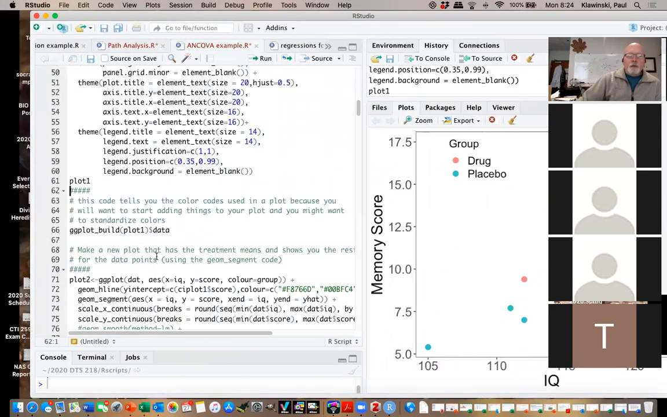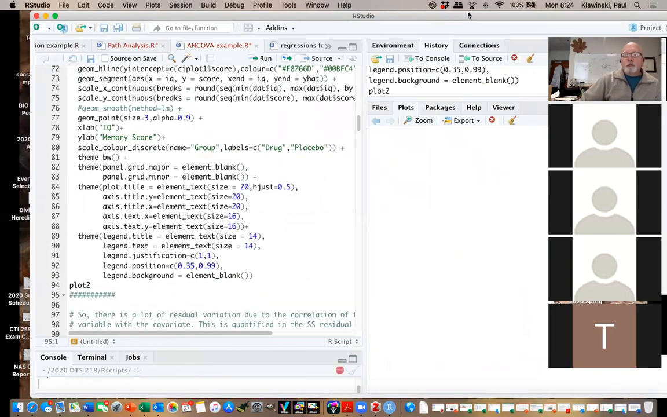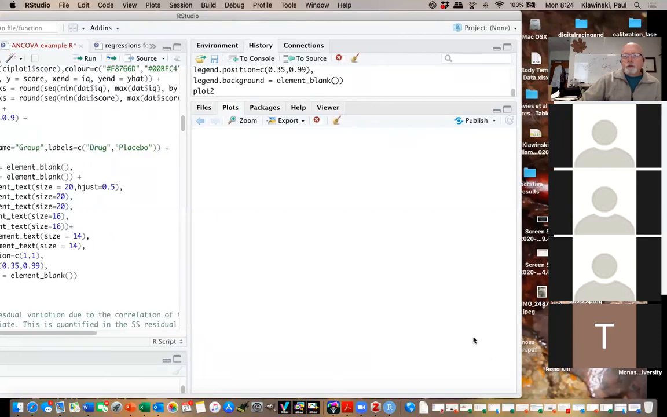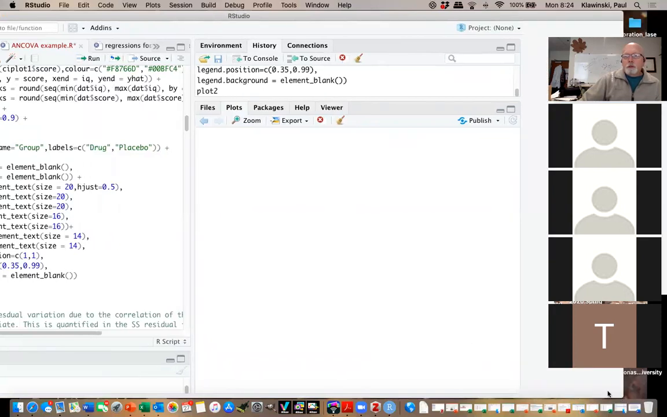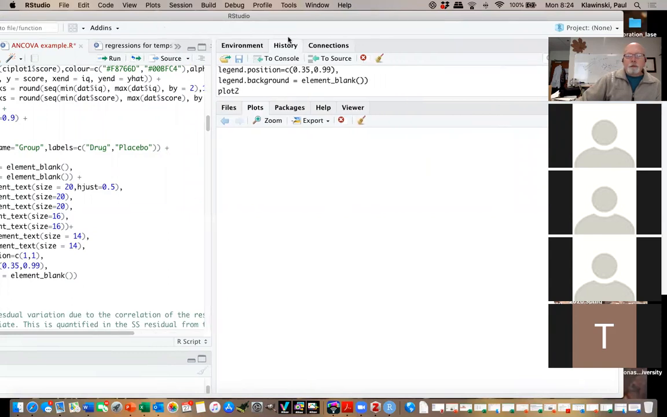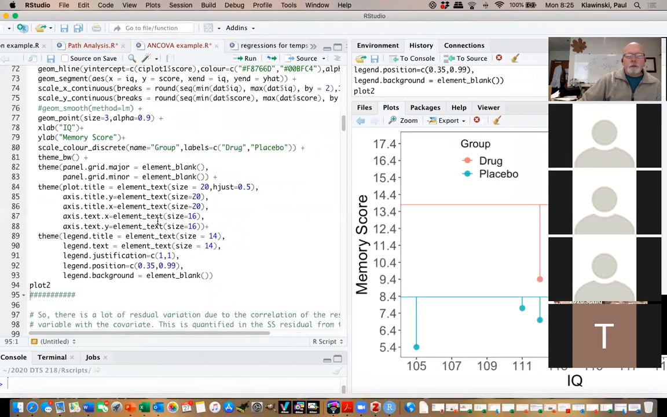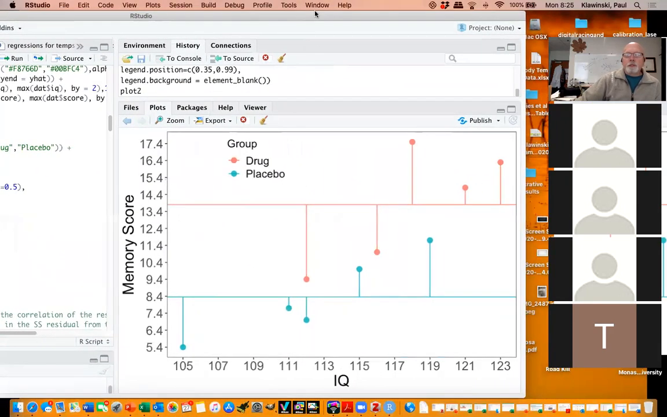Now, we can show this plot with the means and with the residuals plotted. I say we can do that. Why is it not wanting to do it? Oh, there it goes. My computer is just slow this morning for some reason.